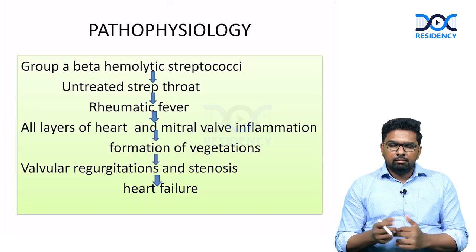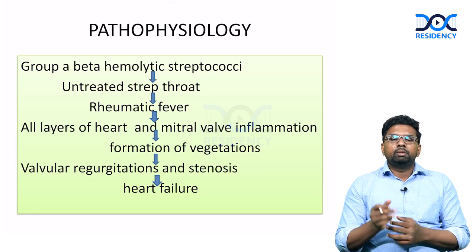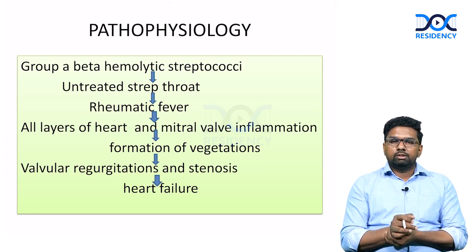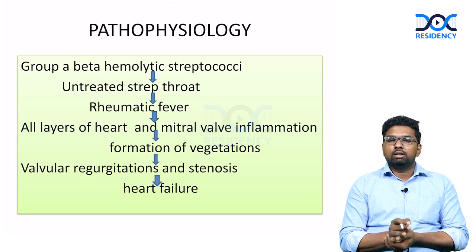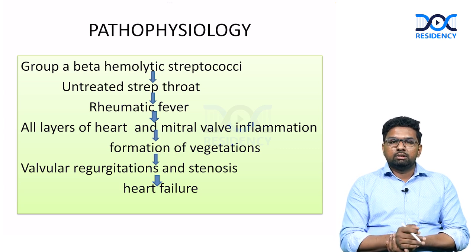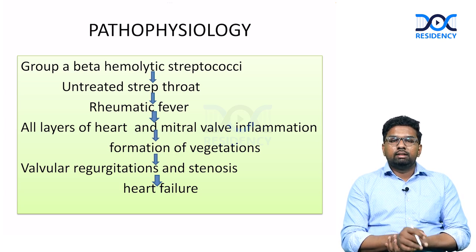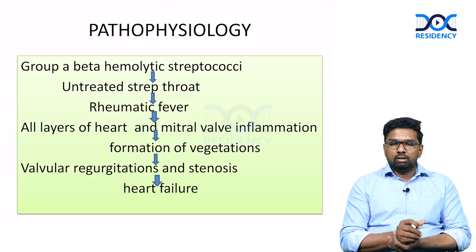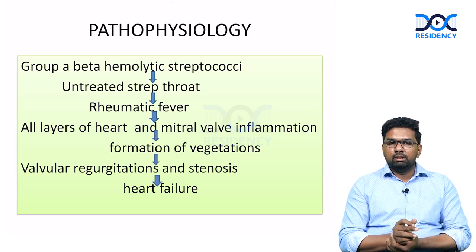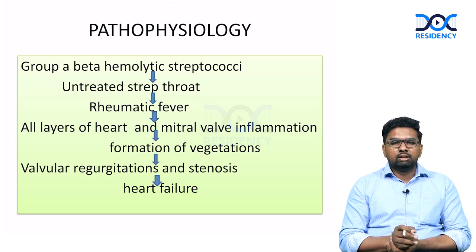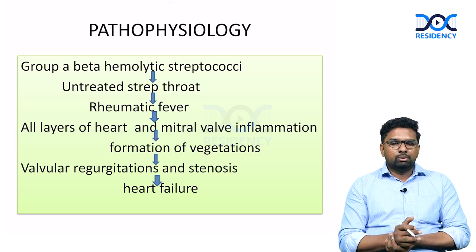So coming to the pathophysiology, as said before, group A beta hemolytic streptococci infection, if untreated, will release toxins and cause a delayed immune response. This is represented by a fever episode called rheumatic fever, and here all the layers of the heart are involved, resulting in pancarditis. The valve is also involved, which can result in valvular regurgitation lesions, and stenosis can also occur. All 4 valves can be affected.